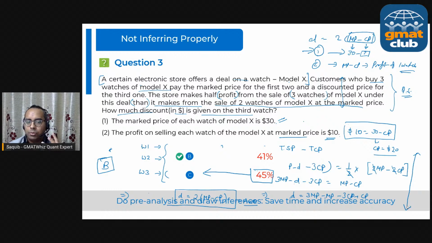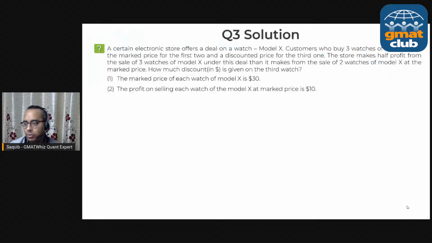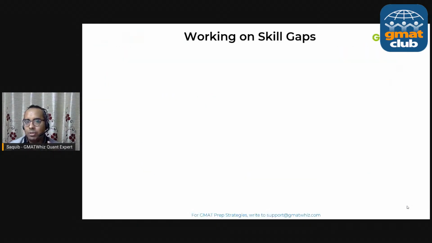Okay, so you want to save time. I agree, but what actually happens is that since you're trying to save time, you do it quickly and end up spending more time. So the better way is to draw your inference in the starting only. If you draw your inferences in the starting only, you'll save a lot of time at the end instead of trying to figure out what to do.